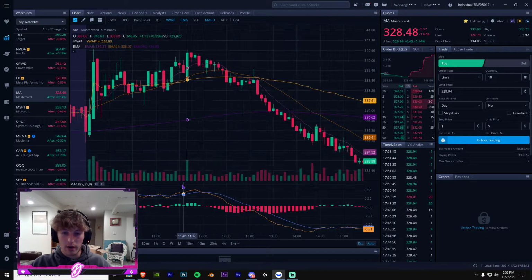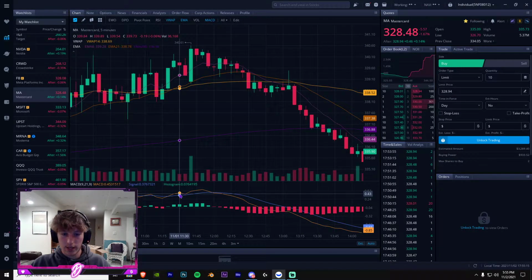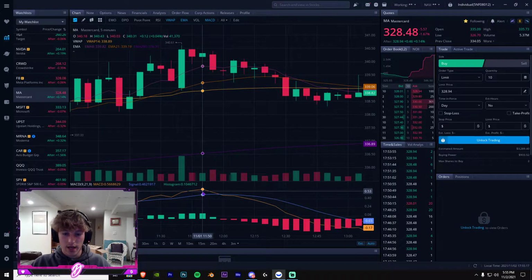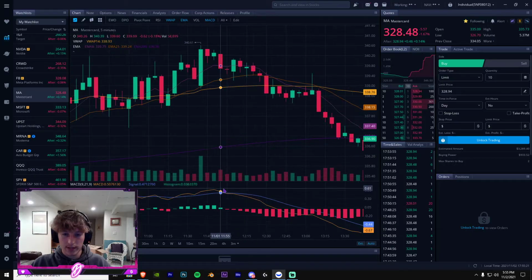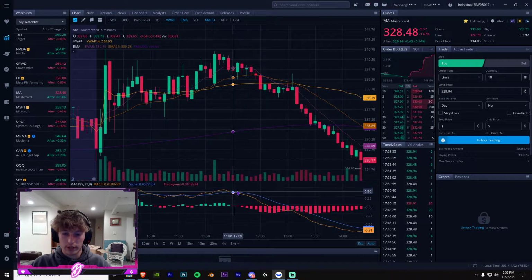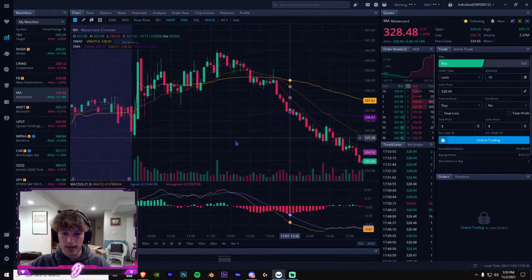But if we look, see how this is green and it goes into a little uptrend. Halfway through this, as soon as you can start seeing it curl down like this and go to the red, that's when you want to take the trade. And then it opens up red, and as you can see, it's in a downtrend the whole day.